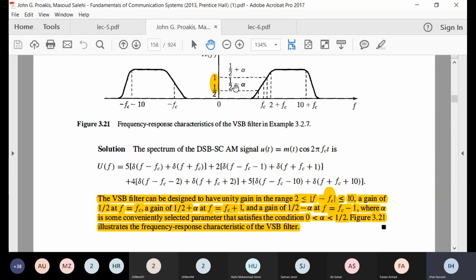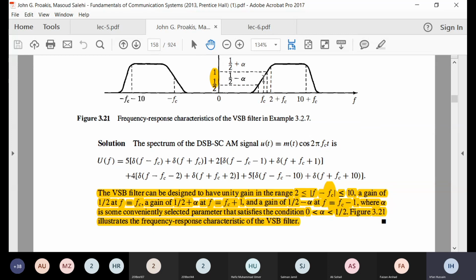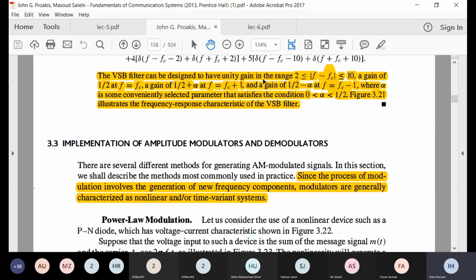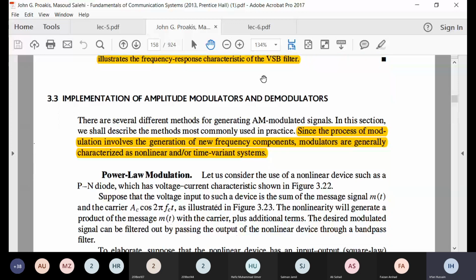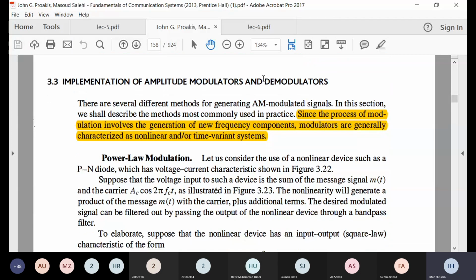This is also the spectrum which is shown here. But this is not half, this is actually half minus alpha. This point is half, and this will be half plus alpha. So I hope all of you have understood the VSB, vestigial sideband AM filter. Now we go to the implementation of AM modulators and demodulators.